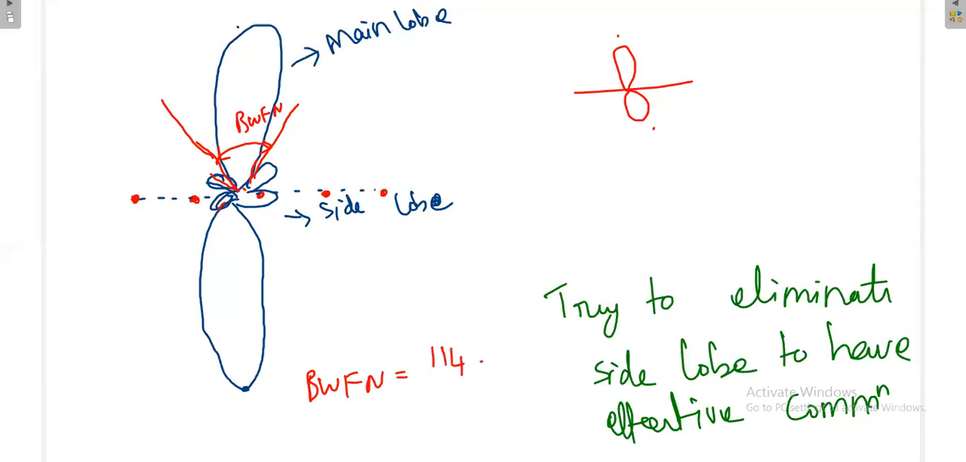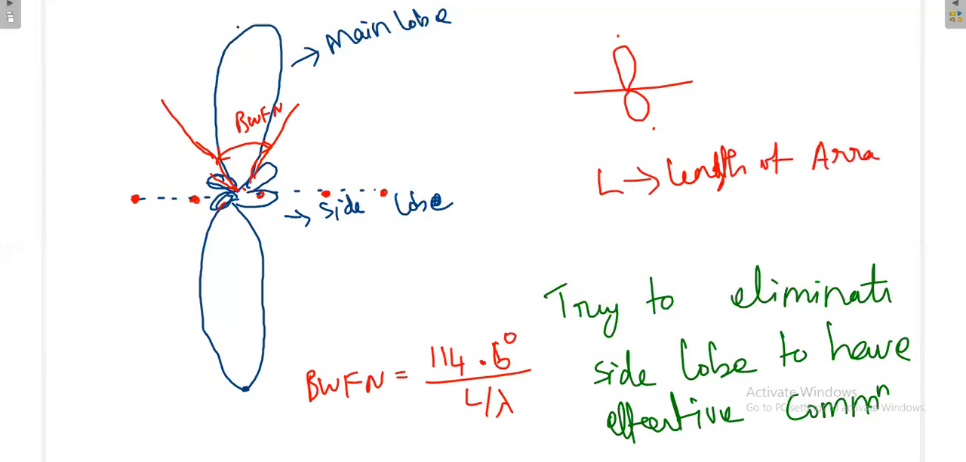Beam width between the first null is equal to 114.6 degrees divided by L by lambda. L means the length of the array, the total length. Very precisely, the length of the array is (n minus 1) into d. If n is large, you can write it as nd. This is the length of the array.